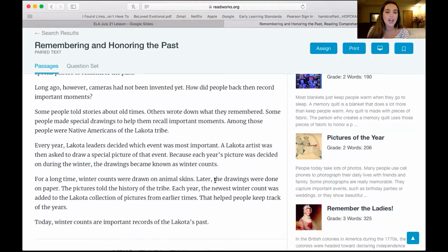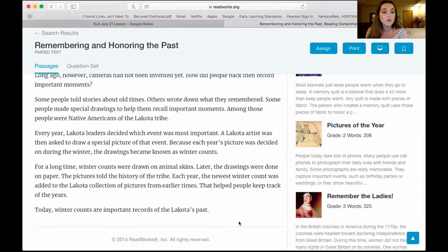For a long time, winter counts were drawn on animal skins. Later, the drawings were done on paper. The pictures told the story of the tribe. Each year, the newest winter count was added to the Lakota collection of pictures from earlier times. That helped people keep track of the years. Today, winter counts are important records of the Lakota's past.